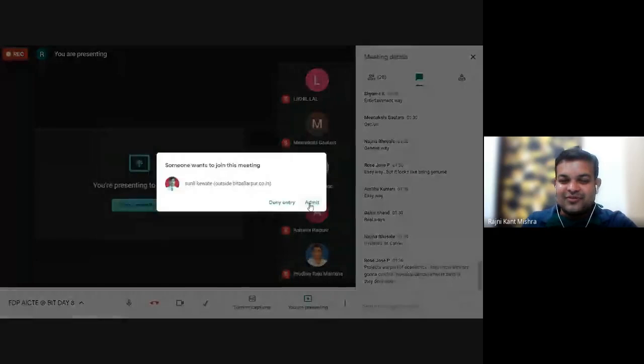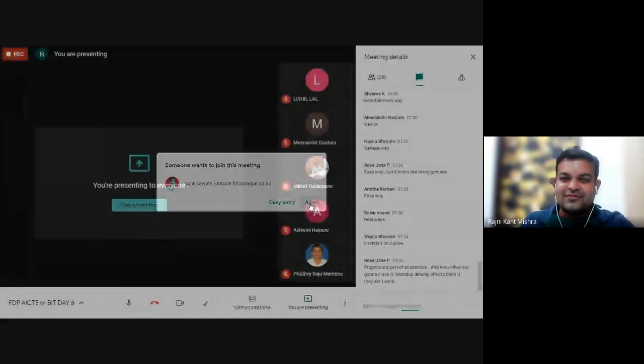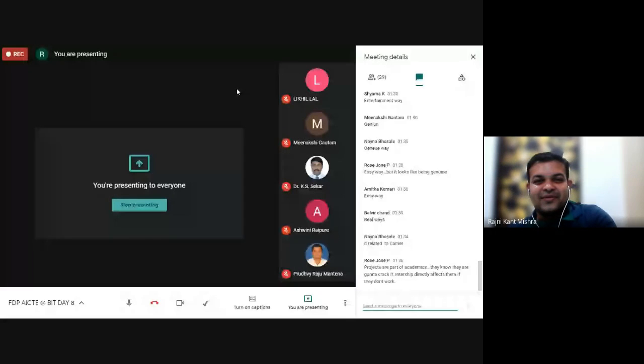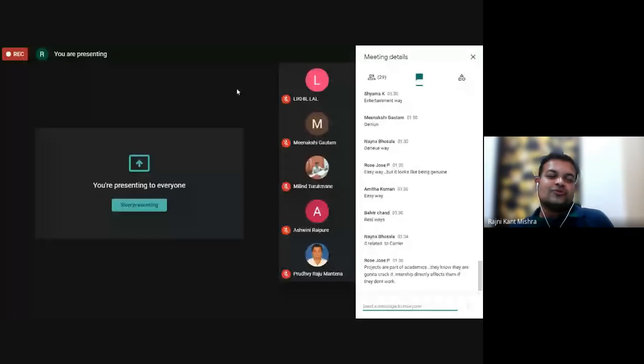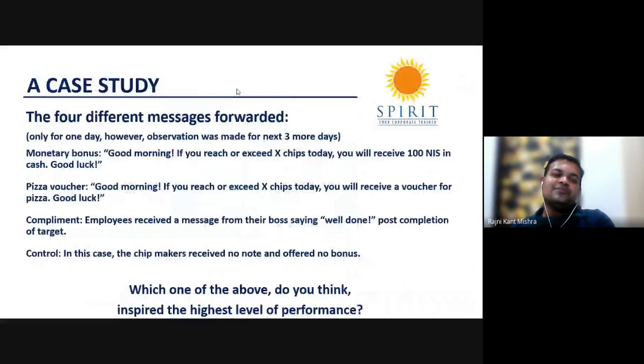Which condition do you think motivated the people the most? So it is a humble request to all of you to please participate. You can unmute also. You can just unmute and say one word and then mute back again. There is no issue. You can say monetary bonus, pizza voucher, compliment, or control, whichever you think.